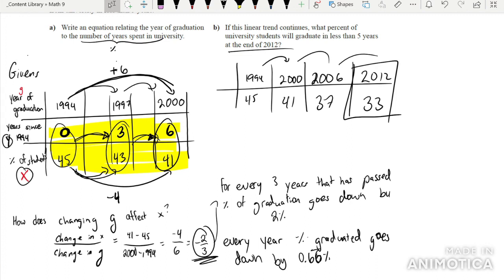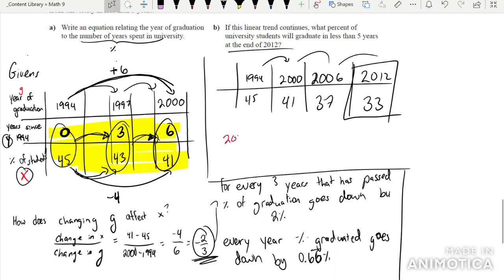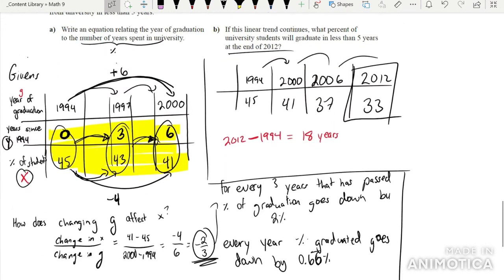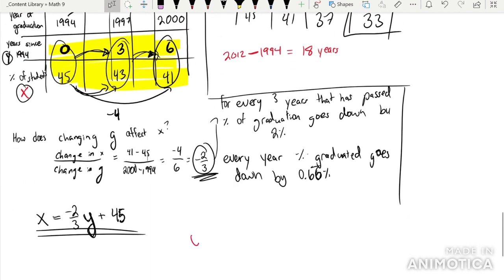So now, if it wasn't 2012, this wouldn't have worked. So what I'm going to show you is 2012 minus 1994. This will show me how many years after 1994 it is. So I have a value of 18 years. And from here, I can plug in y is equal to 18 into this equation and figure out my answer.